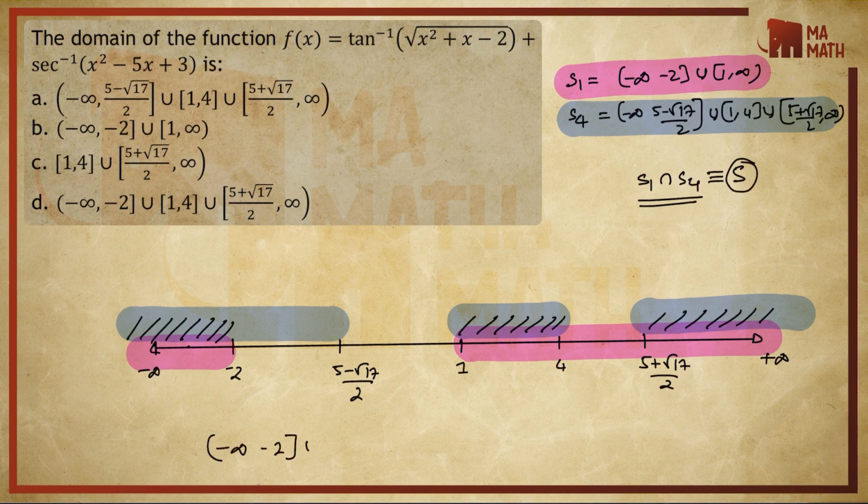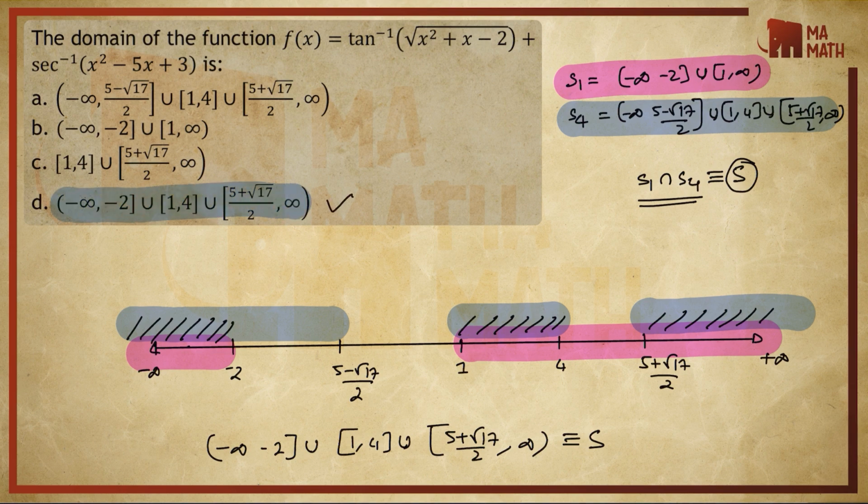So if you label all of that, that is minus infinity till -2 closed union, then we have closed 1 to 4 union, then we have (5 + √17)/2 till infinity. So this is our grand solution S. Now if you look at the options, that is the D option that is satisfying this.